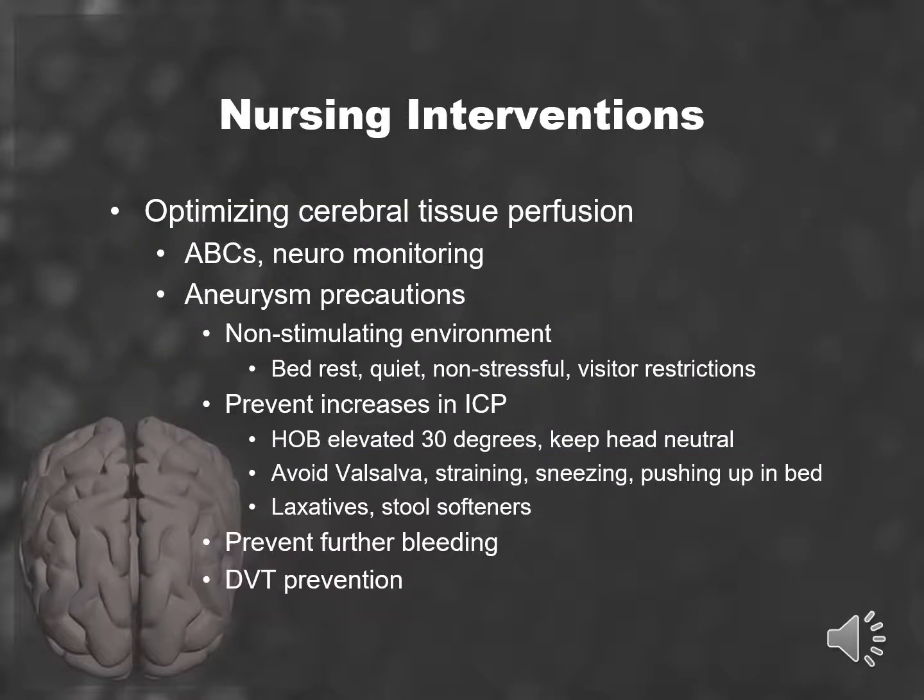Priority management for a patient with a hemorrhagic stroke focuses on A, B, C, D. So airway and breathing come first, then circulation, and then our close neuro monitoring.